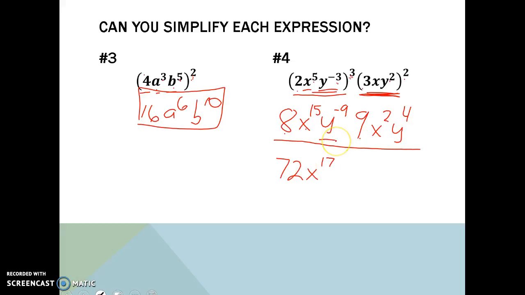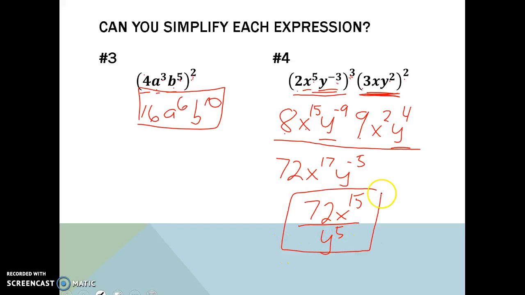And then y to the negative 9th and y to the 4th. Again, like bases, I'm going to add the exponents. That's y to the negative 5th. Although I don't want to leave it like this because I have a negative exponent. And every time I have a negative exponent, I'm going to put it on the bottom. And so this is going to be 72 x to the 17th on the top. But on the bottom, I'm going to move y to the 5th so that this negative exponent becomes a positive exponent. So my final answer is 72 x to the 17th over y to the 5th.